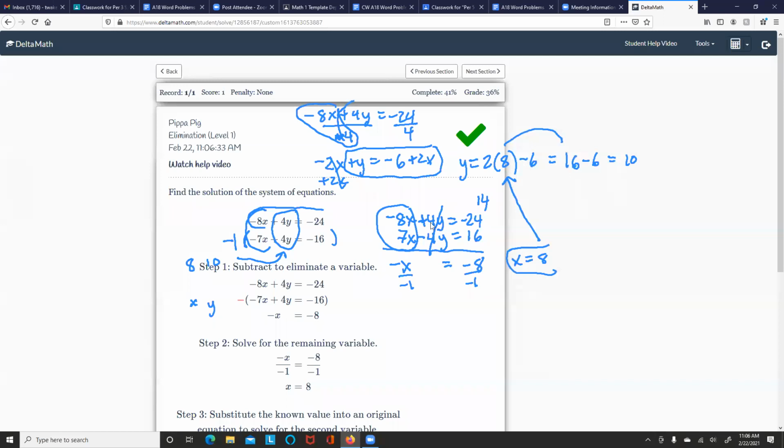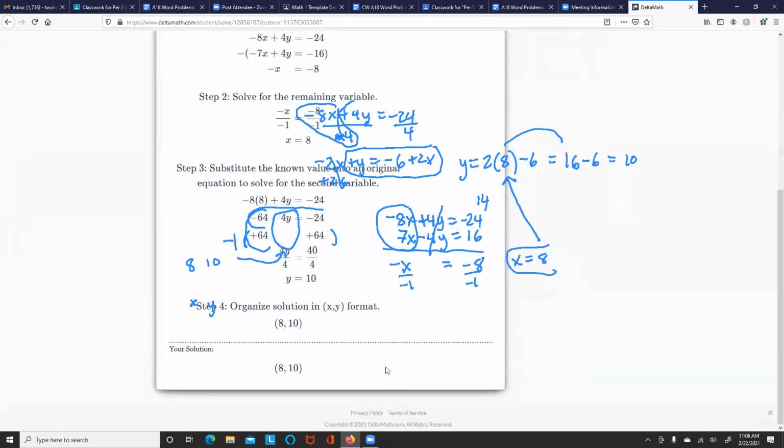Okay, it's correct. Green check mark. 810. Okay, so your turn. Let me erase this work so you can see the screen.